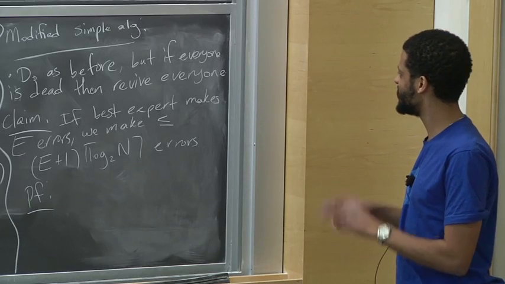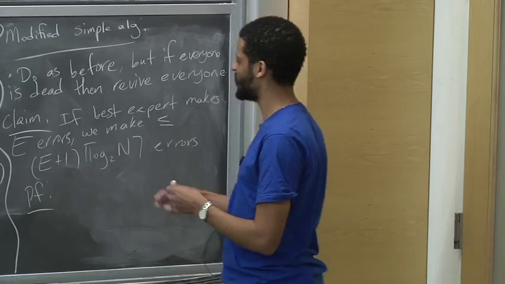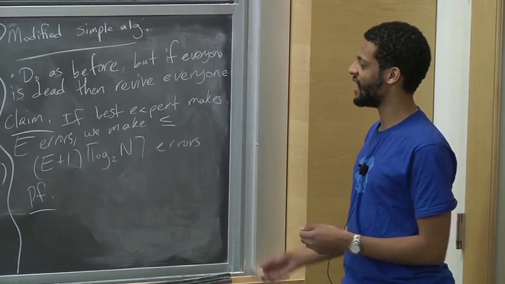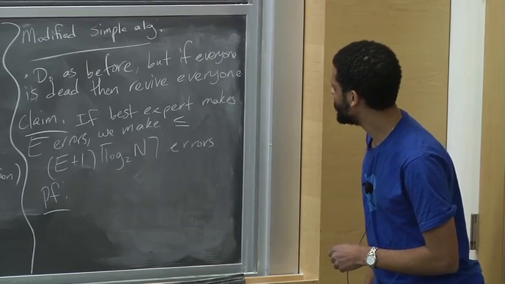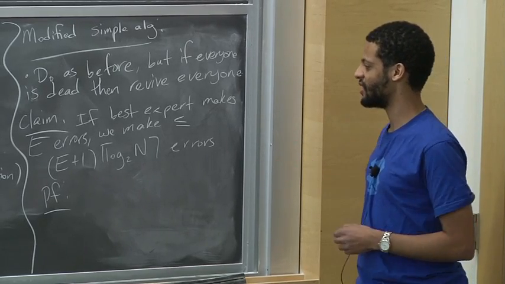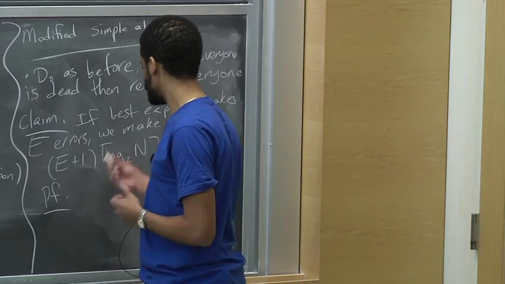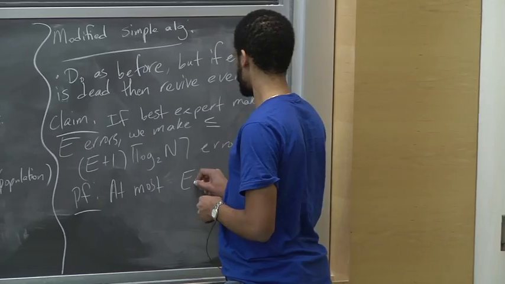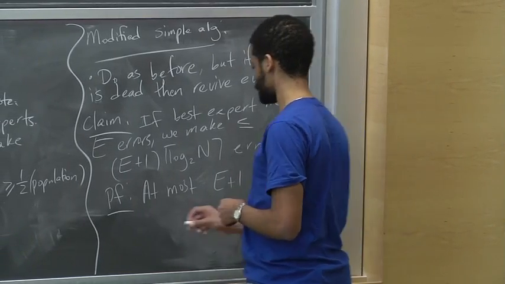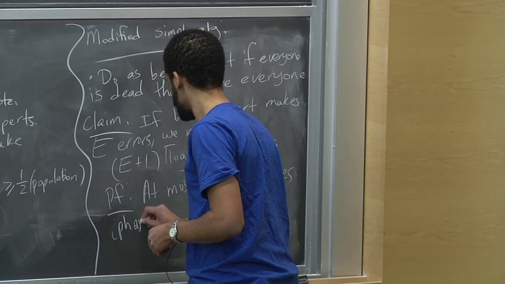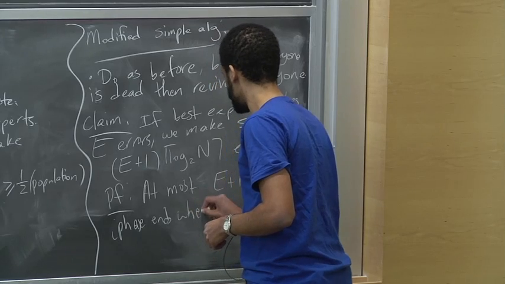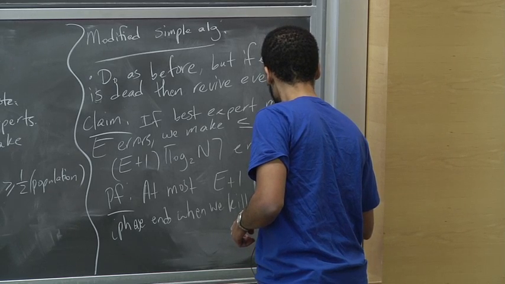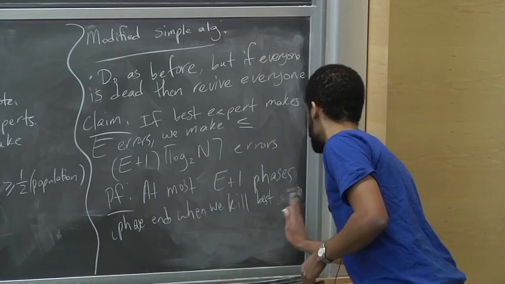So the number of phases, the revival phases, is E plus 1, including the first phase when we just start. And within that phase, we can make at most log n errors before we kill everybody. So a phase ends when we kill the best expert.